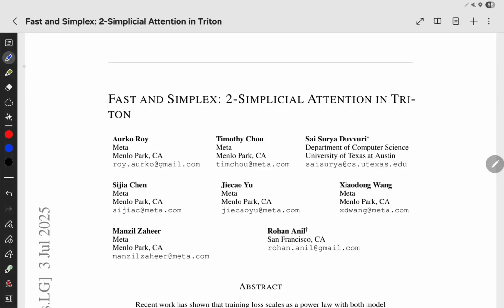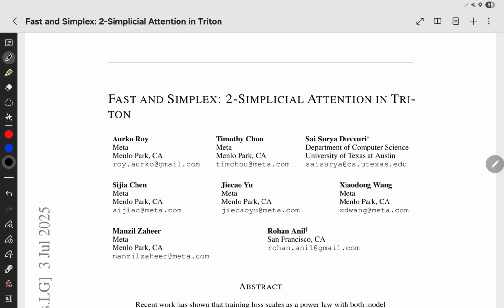This paper by Meta researchers is about this higher order attention mechanism, and it has kind of been talked about a lot on Twitter and stuff. So I thought it would be interesting to cover. So one thing is they call these the simplex attention.